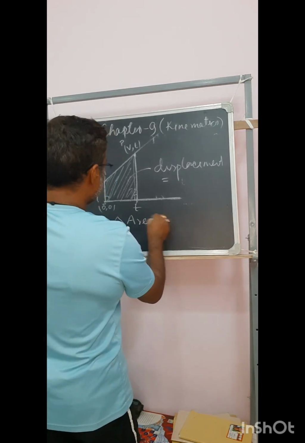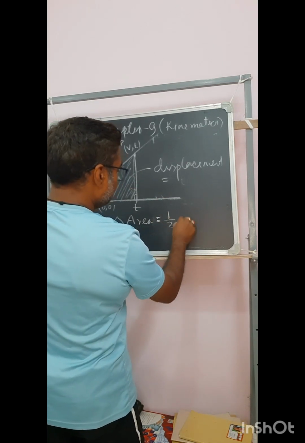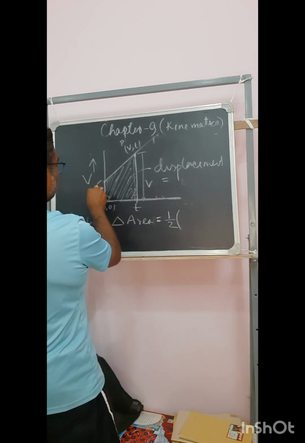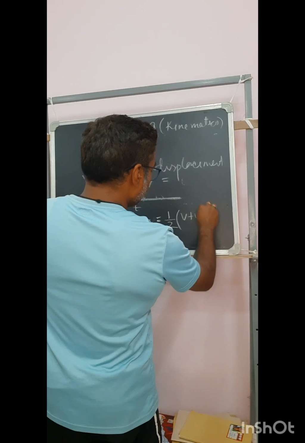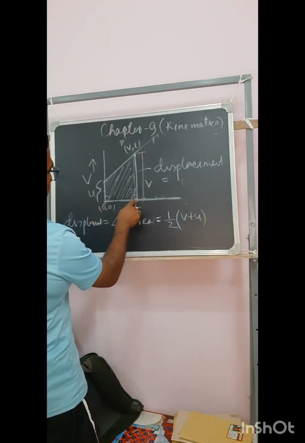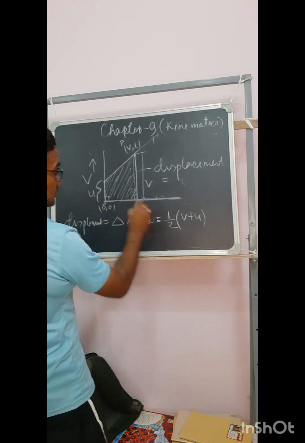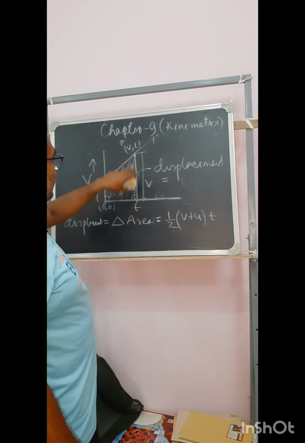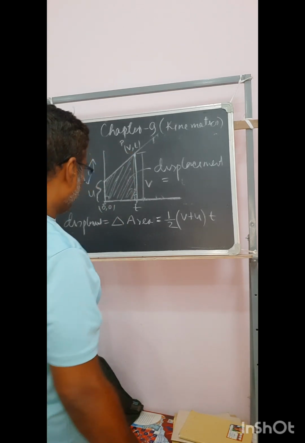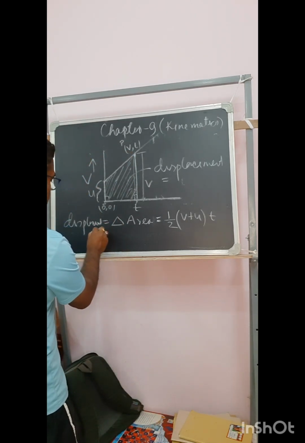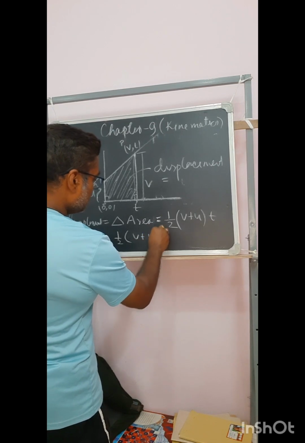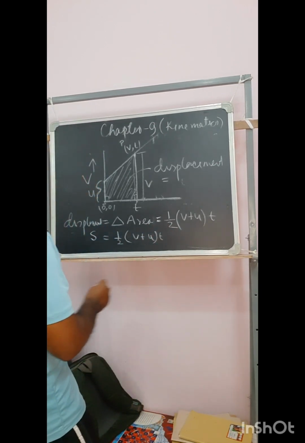Now how will I get the displacement? For a trapezoid it is half into the sum of the parallel sides. So this is equal to v, this is equal to u. So v plus u, and the distance between the parallel lines. So what is the distance? This much distance, equal to t. So this will be your area for that object after time t, when it has achieved a velocity v. So displacement, if I assume has to be s, so s is nothing but half into v plus u whole into t. So what is that?